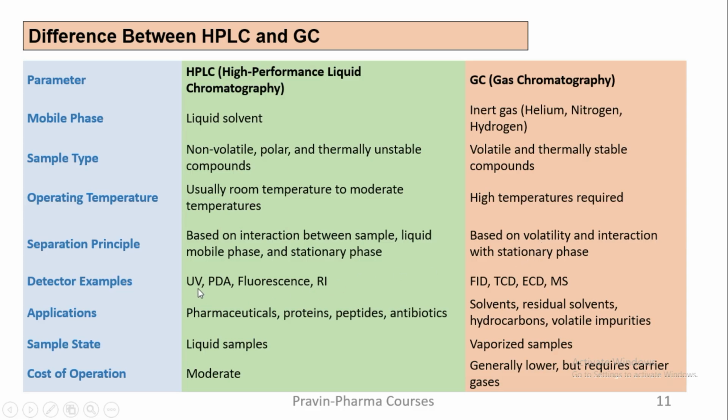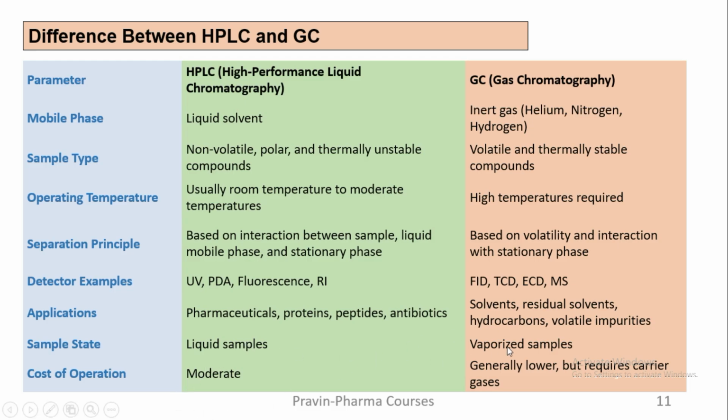We know this. Detector examples for HPLC: UV, PDA, fluorescence, RI, right? Ultraviolet, photodiode array, fluorescence and refractive index detector. For GC: FID, TCD, ECD and MS. Sorry, I'm forgetting the full forms. So these are the different types of detectors used in the GC. Pharmaceuticals, proteins, peptides and antibiotics are the applications mostly for HPLC, whereas in GC they are solvents, hydrocarbons, and volatile impurities.